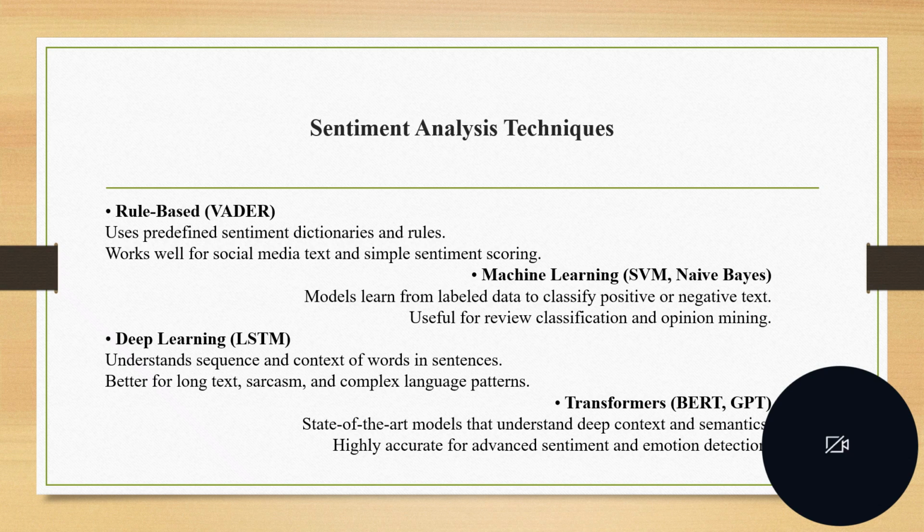Finally, transformer-based models, including BERT and GPT, represent the latest generation of NLP systems that can understand deep context, detect sarcasm, identify subtle emotion cues, and process language almost like humans. These models have revolutionized emotional intelligence in computers.